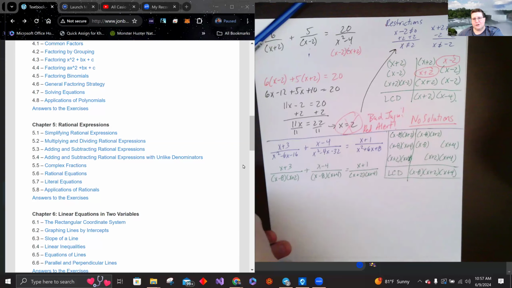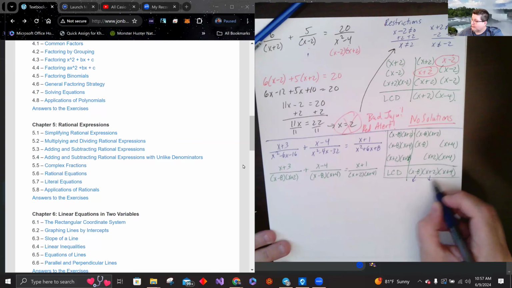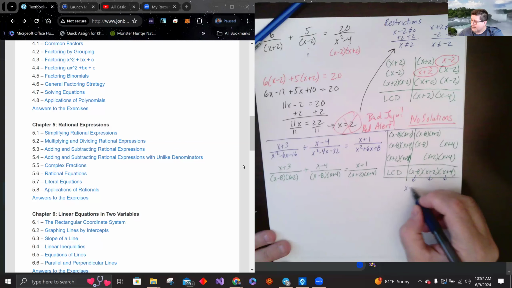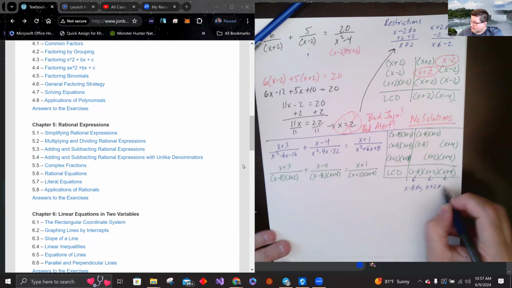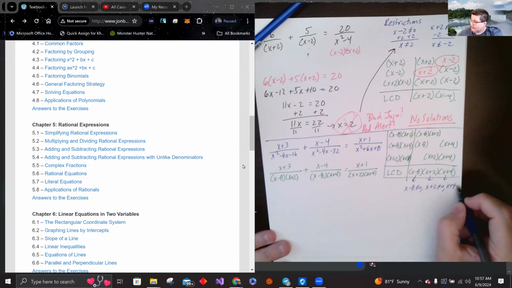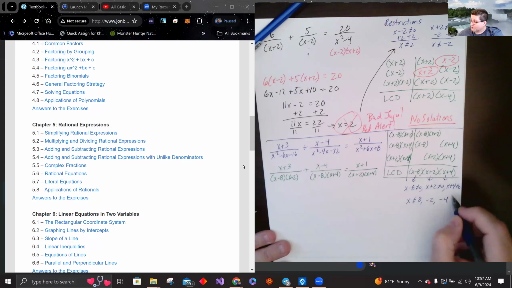For domain restrictions, I will set that equal to 0. Each one of these gets set equal to 0. X minus 8 cannot equal 0. X plus 2 cannot equal 0. X plus 4 cannot equal 0. So x cannot equal 8, negative 2, or negative 4. Those are my restrictions.